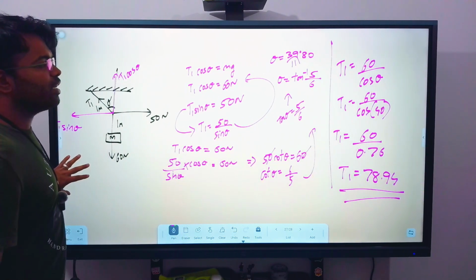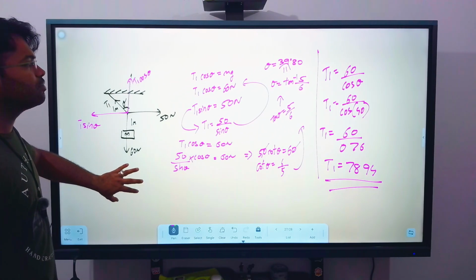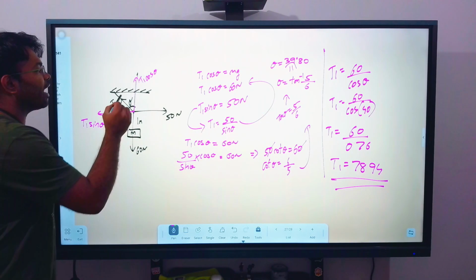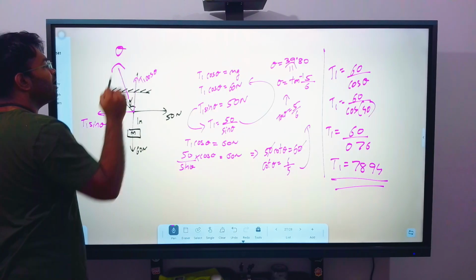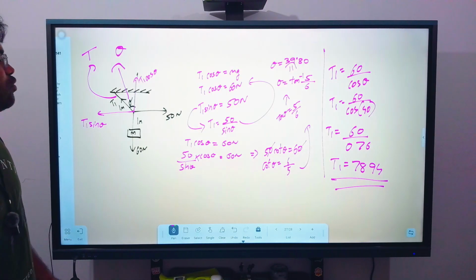All by resolving the tension in two different directions. Clear? Any doubts here? We were trying to find the angle theta here, this angle theta and the tension. Theta and the tension are the ones that we were supposed to find.